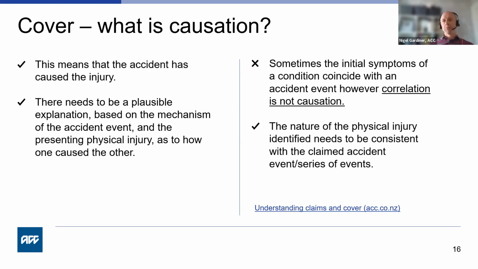So we've talked a bit about what an accident is. We've talked a bit about what an injury is. And now we're going to discuss causation. Causation is really the link between an accident and an injury. Normally, if you apply clinical reasoning, the history, including the onset of symptoms and the description of the event, will give you a pretty good clue as to whether that event caused an injury.